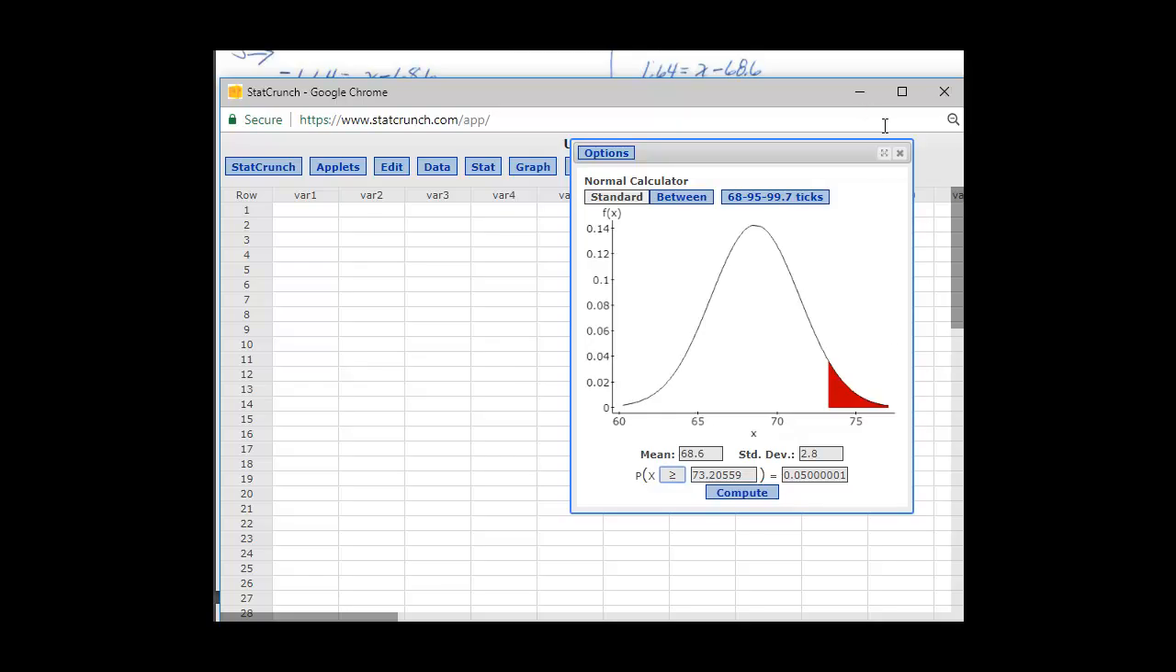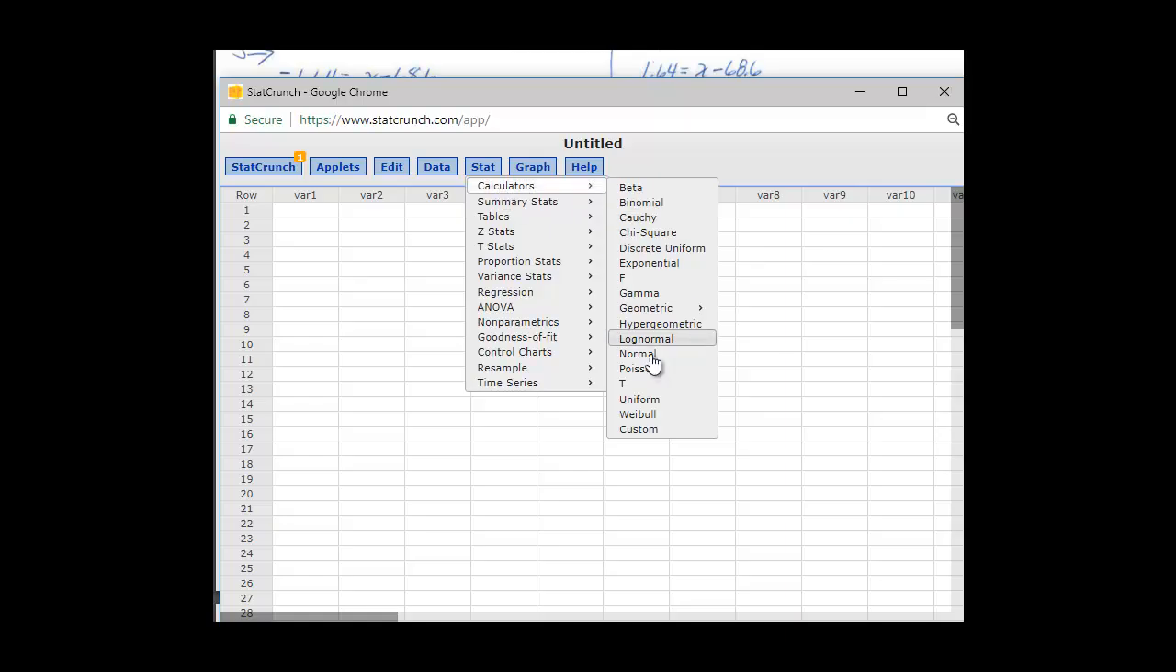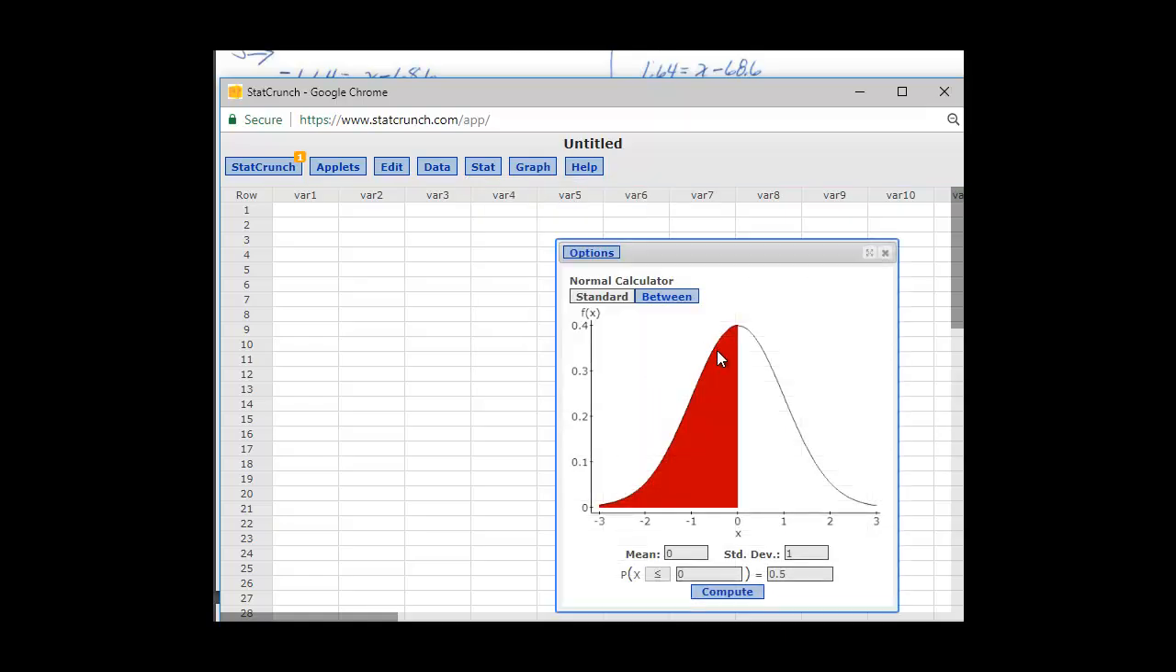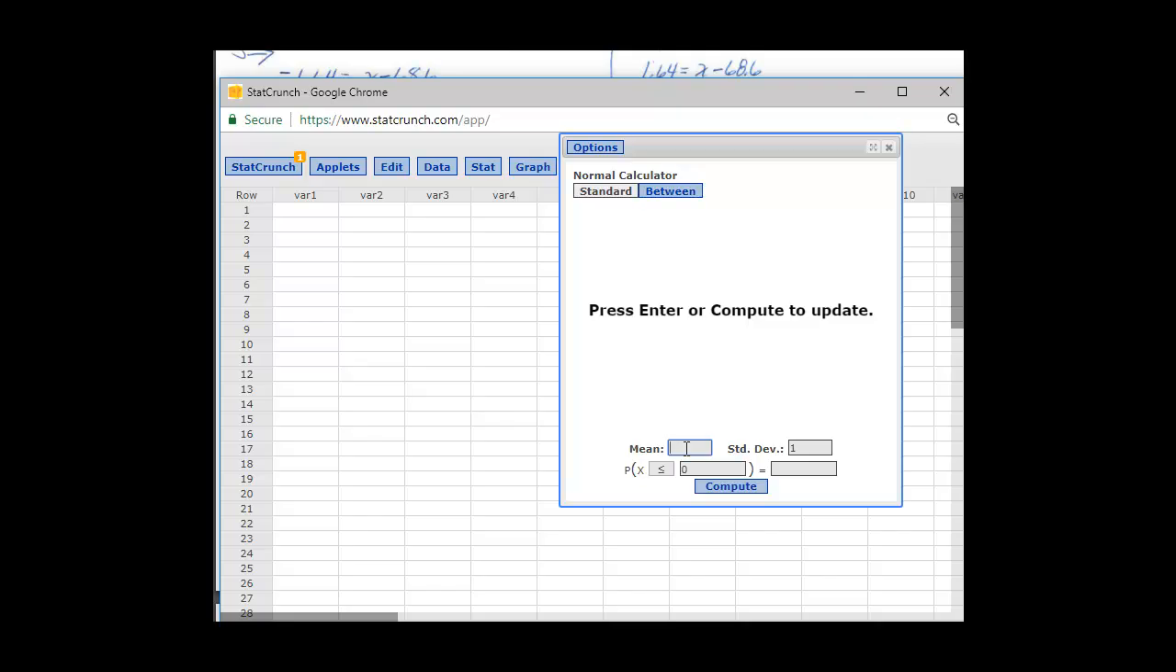Okay, I'm going to close that because our next problem has different parameters that we're going to be entering, and I want a fresh slate. So we're going to go to Stats, Calculators, down to Normal again. This is where we had the female and male populations. I'm going to put in the parameters for our female population. We had a mean of 63.6. We had a standard deviation of 2.5. And Lynn had a height of 68.2, so far nothing strange.